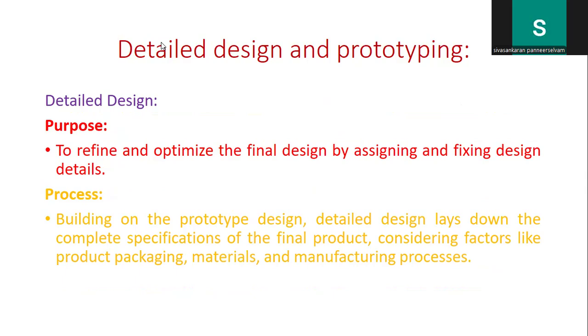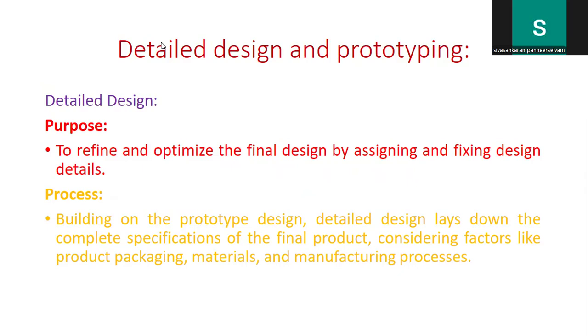So what is design? What is meant by detailed design? What is the purpose of the detailed design? The primary objective is to modify by optimizing certain design factors by assigning and fixing the design details. Say, for example, if you want to improve the quality and cost of the design of a given product, you have to optimize those particular factors as specified by the end user.